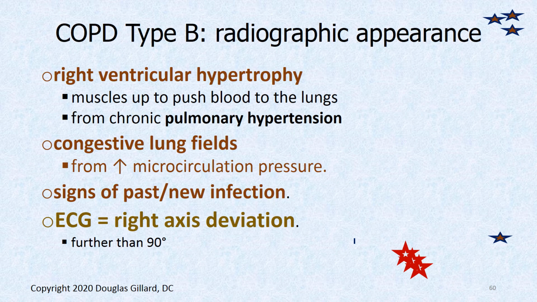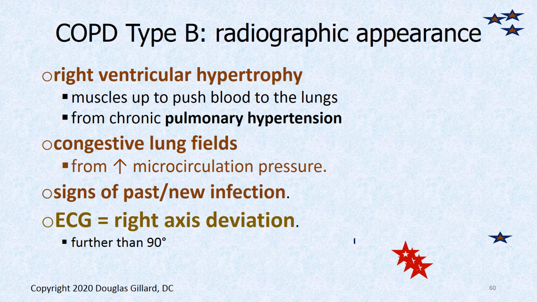We've talked about cor pulmonale enough. Radiographically, these people have cor pulmonale, so they have right ventricular hypertrophy. The right heart was muscled up before it started failing. And because it can't pump blood well through the microcirculation, you're going to have a backup of blood, and that's pulmonary hypertension, and that pushes some of the blood fluid into the alveoli, so you could get congestion. That's a possibility.